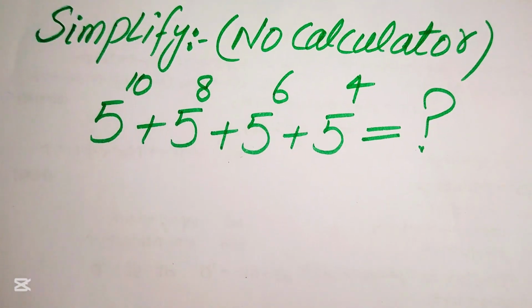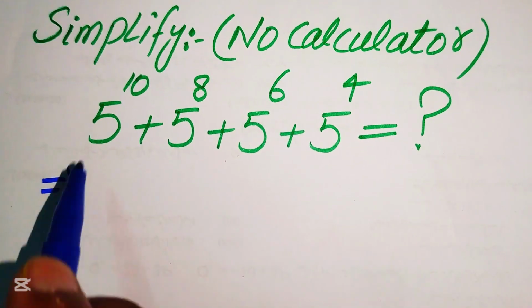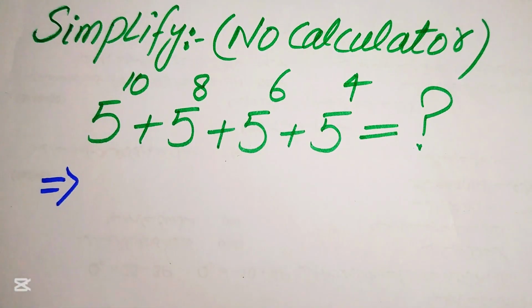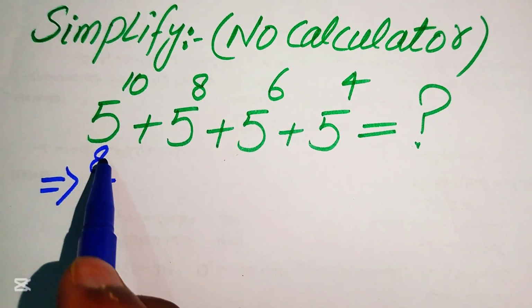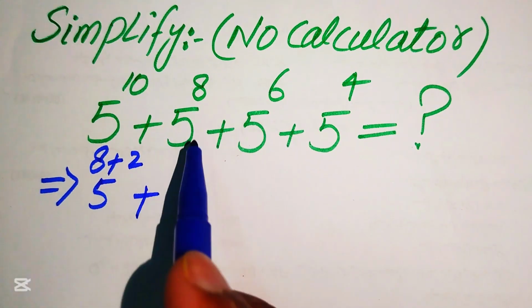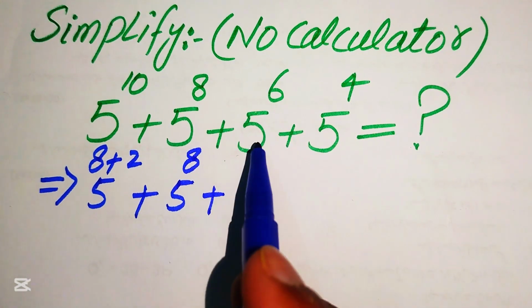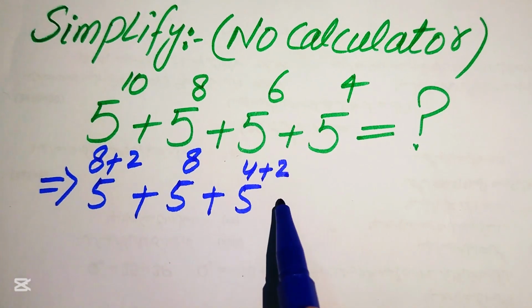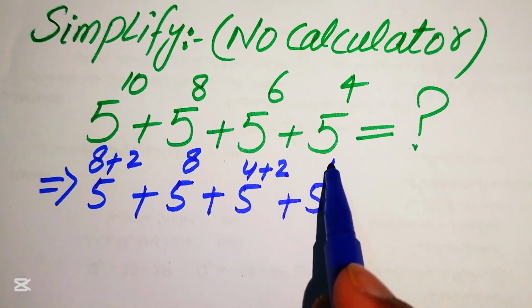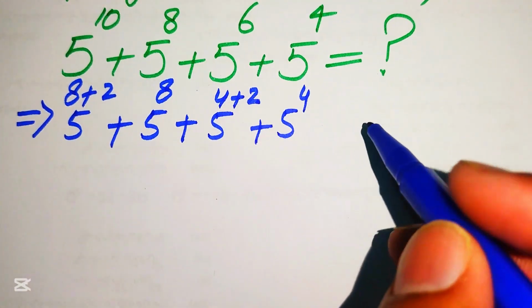So the very first step we are going to do is focus on the exponents of these terms. The exponent of this term is 10. We write it as 8 plus 2, and plus this is 5 to the power of 8, and plus this is 5 to the power of 6, and we write it as 4 plus 2 becomes 6, and this is our 5 to the power of 4. And now in the next step we will apply the nice exponent law.